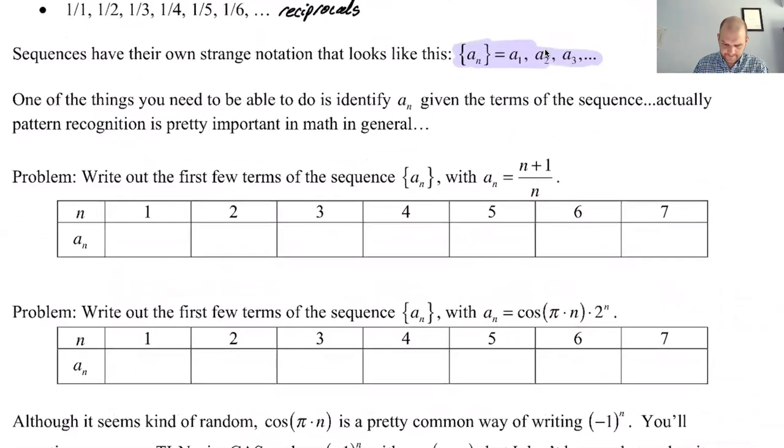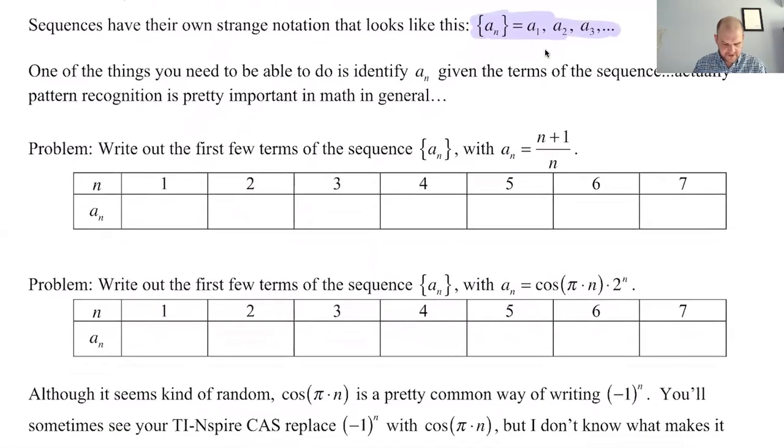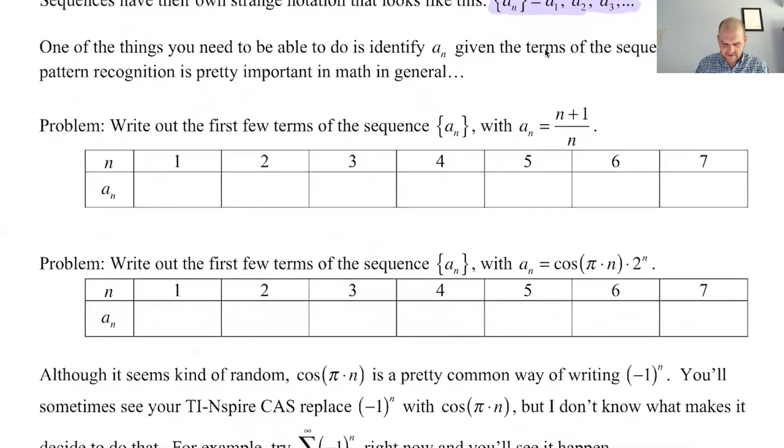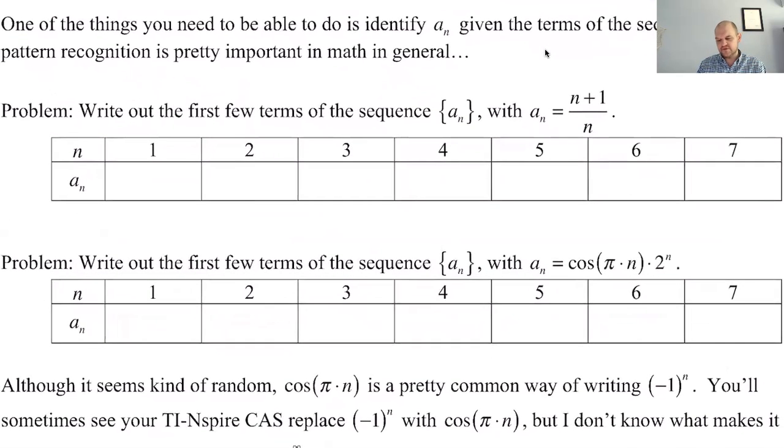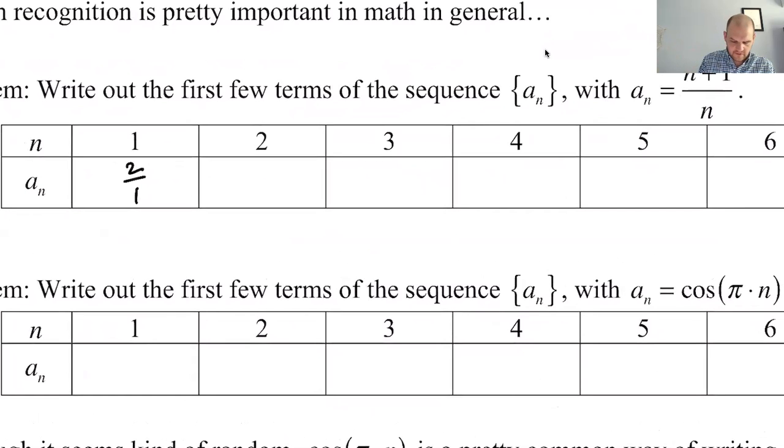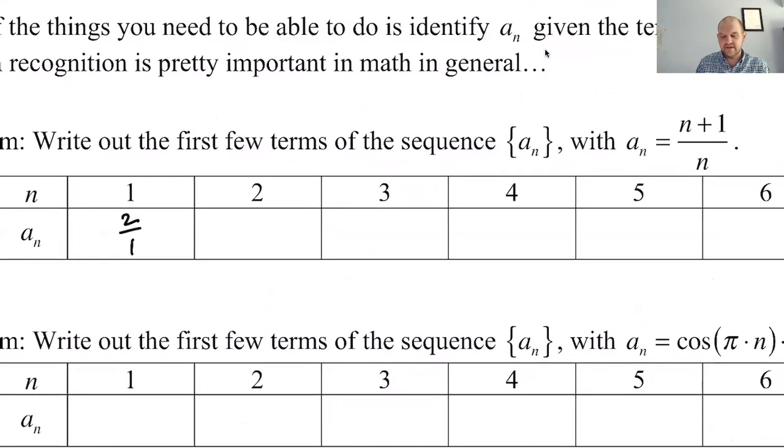Let's try this problem. We want to write out the first few terms of the sequence with a sub n equal to n plus 1 over n. That shouldn't be that hard to work with. If n is 1, we would get 2 over 1. Usually you want to write them out. 2 over 1 is 2, but it's better to write it as 2 over 1 because it preserves what's happening there. And then here, 3 halves, 4 thirds, 5 fourths, 6 fifths.